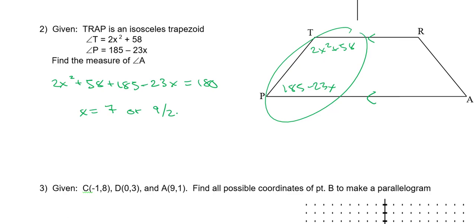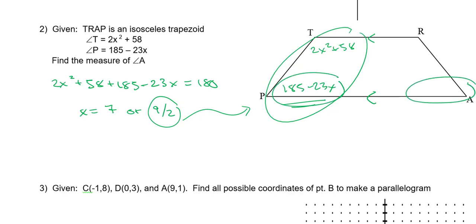I believe that 7 doesn't work. When I plug it back in, I end up with a negative for this one here. And so 9/2 does work, and then I just plug it back in, and I know that angle P has to be the same as angle A, because the lower base angles of this isosceles trapezoid have to be congruent to each other. Okay, and that's another property that I just used there.